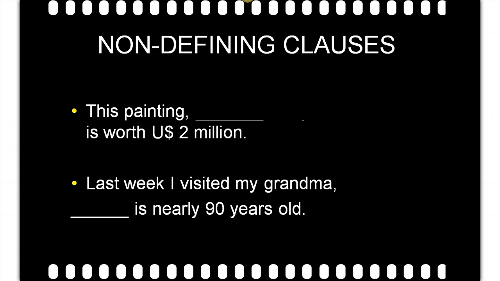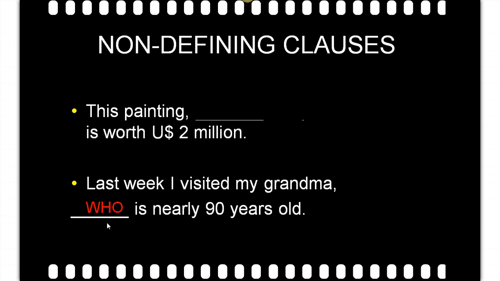A second example. Last week I visited my grandma, who is nearly 90 years old. So I'm talking about my grandma. Again, the clause after the comma, who is nearly 90 years old, can I omit it? Let's see. Last week I visited my grandma. Yeah, the sentence makes sense. So the information about my grandma's age is extra.